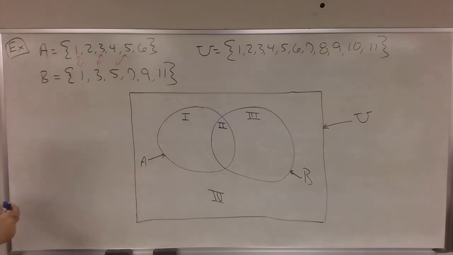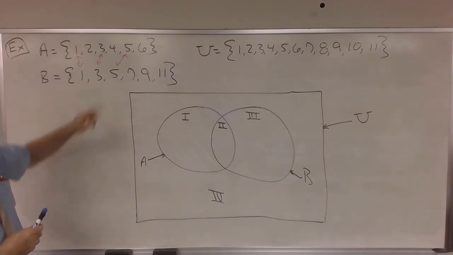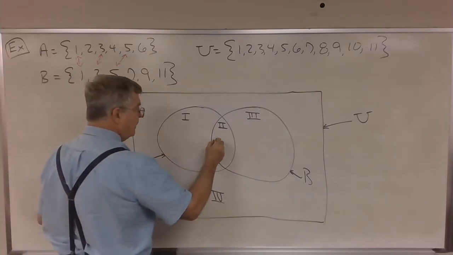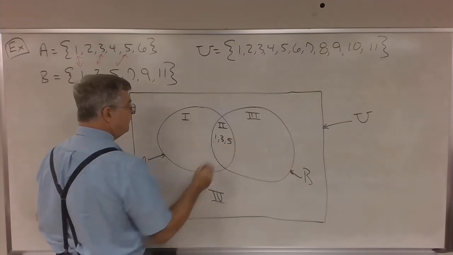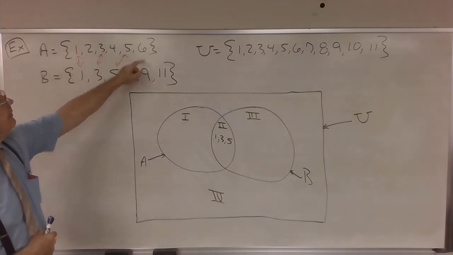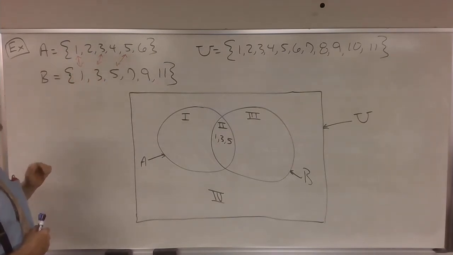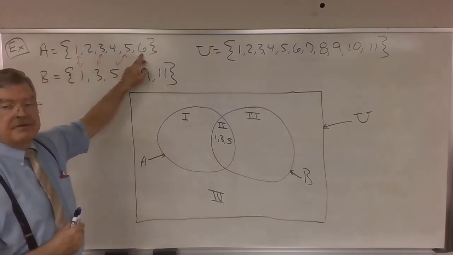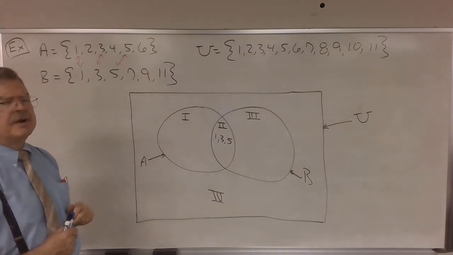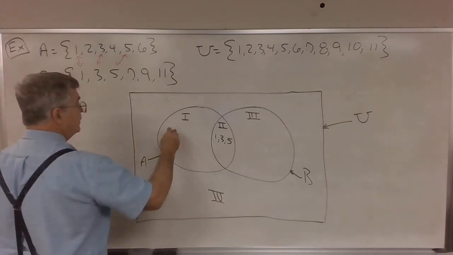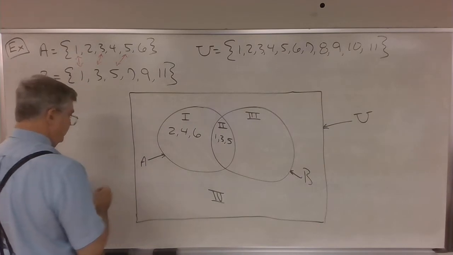So 1, 3, and 5 are both in set A and set B. So they go in region 2. 1, 3, 5. 2, 4, and 6 are in set A, but they're not in set B. So where do they go? Region 1. Okay. 2, 4, 6.